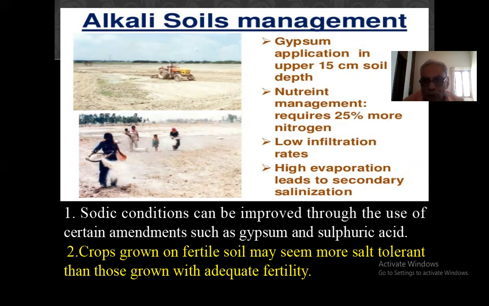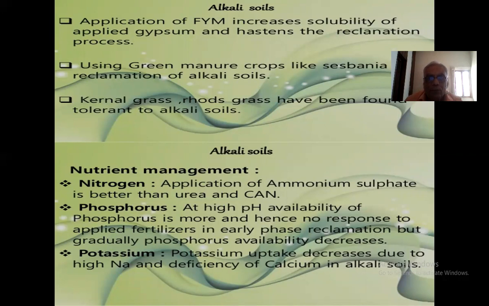Then the sodic condition can be improved through the use of certain amendments. I told that gypsum and sulfuric acid. Crops grown on fertile soil may tolerate more salt than those grown with inadequate fertility. Application of farmyard manure, meaning cow dung or buffalo dung, increases solubility of the applied gypsum and hastens the reclamation process. Using green manure crops like Sesbania reclaims the alkali soil. Karnal grass and rhodes grass have been found better for alkali soil, as they are salt tolerant crops. In the Karnal area, I talked about Karnal and CSSRI, UP, Haryana, they can grow tolerant grasses like Karnal grass and rhodes grass because they are salt resistant.